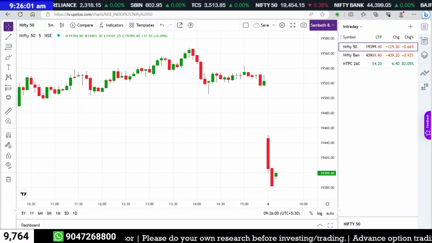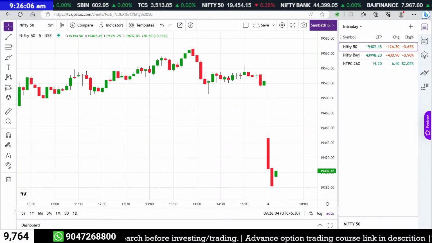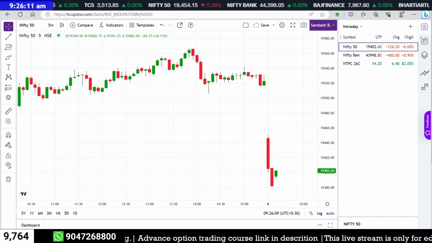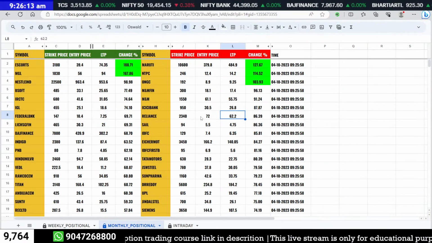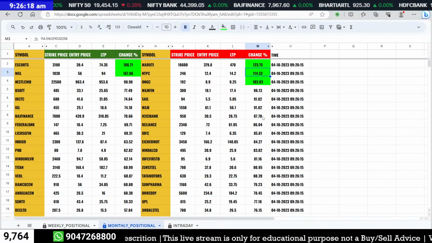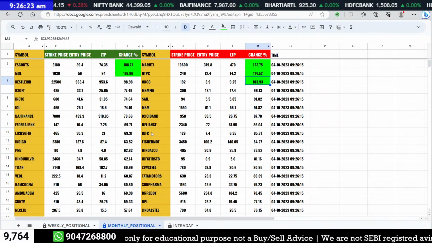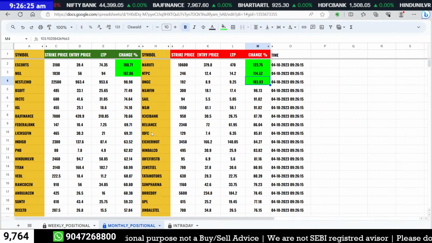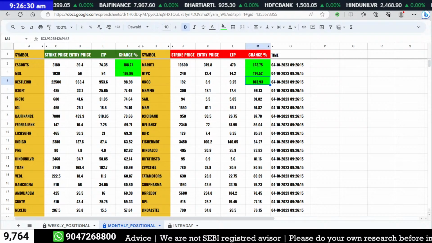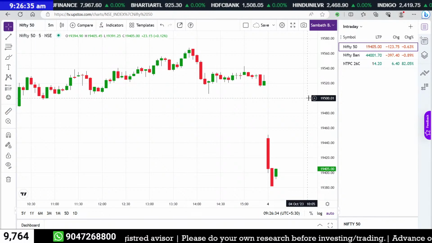Slight recovery. So can you trade for the next leg? This one is moving 14.2, ONGC is 9.25, but the bid ask is around 9.5 to 9.65. It has recovered from this low after the gap down.